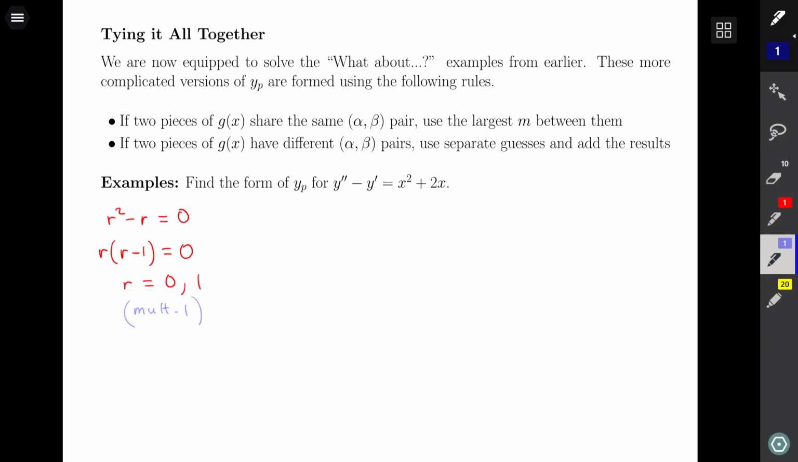Now break x squared and 2x separately, because those are independent of each other as far as g of x is concerned. Each of those we look at independently: m, alpha, and beta. For the first one, it has a power of 2 on the x, so m is equal to 2. There's no exponential. There's no trig function. In addition to that, let's look at 2x. For that one, m is equal to 1, but it also has alpha and beta equal to 0.